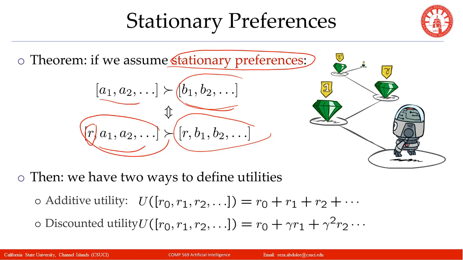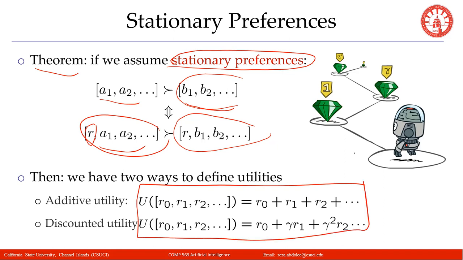So if this holds, and basically this is a theorem, then we can use these two formulas to define our utility function. The first is additive utility, meaning that the utility of the sequence of rewards is going to be the sum of those rewards. And discounted utility is defined as this one. It is again the sum of those rewards, but multiplied by a factor of gamma, where gamma is between 0 and 1, meaning that rewards in the future have a less significant contribution to the total utility, right?